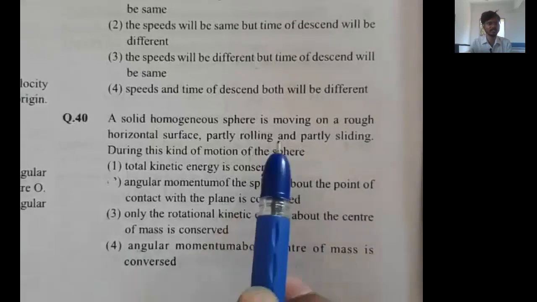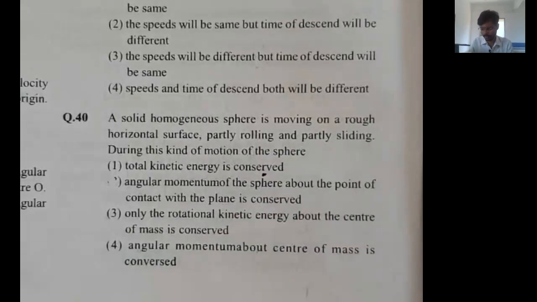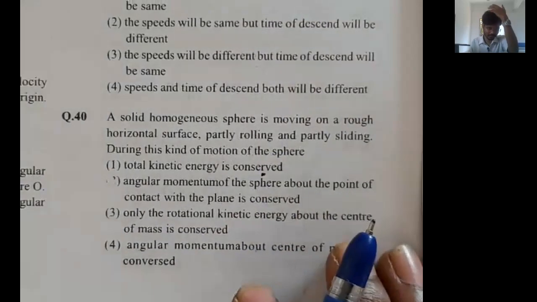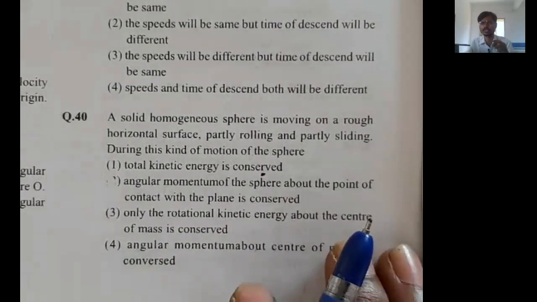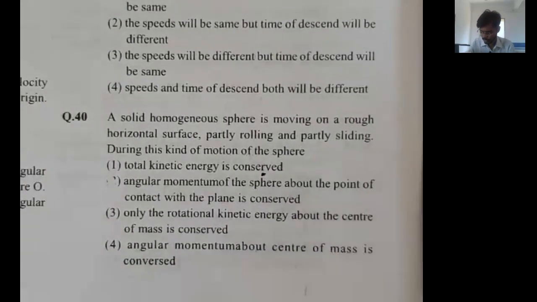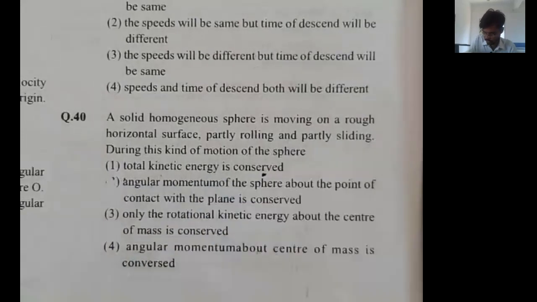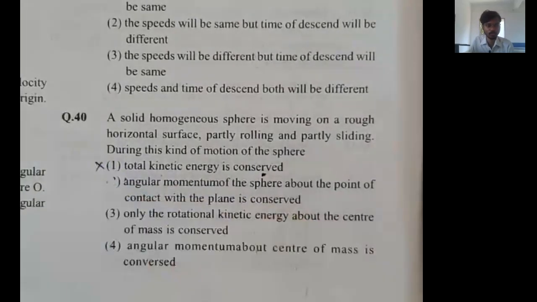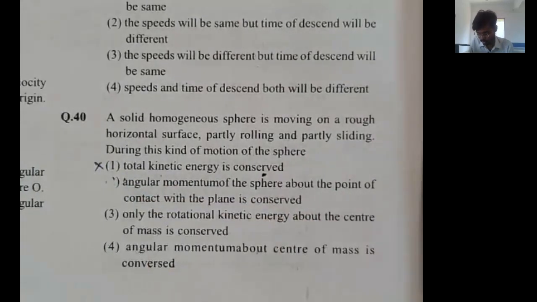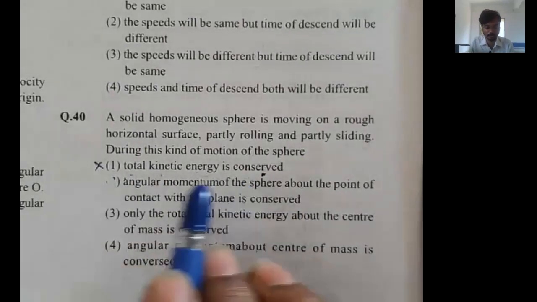Whenever there is sliding, there is relative motion between the ground and the object, and some energy will be lost as heat against the work done by friction. So definitely total kinetic energy will not be conserved. Yes, it cannot be conserved. So option 1 is wrong. They have written total KE is conserved. No, it cannot be conserved.